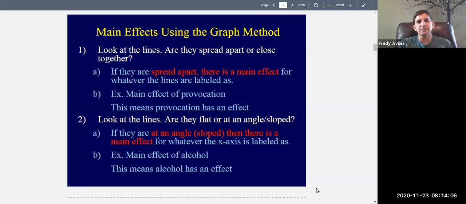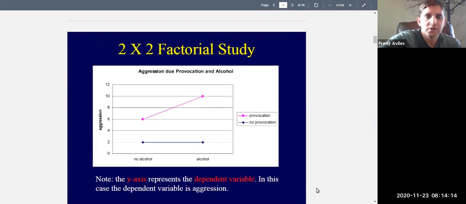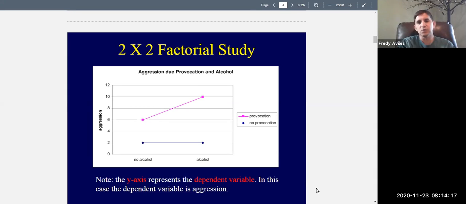An example, there's a main effect of provocation. That means provocation has an effect. So let's go back to the graph so you can see this. So look at the lines, okay? You have the pink line, you have the blue line. Are they close together or are they spread out? Are they spread apart? You can clearly see that they're spread apart. That means there's a main effect. What's the main effect? It's a main effect of provocation, because the pink line represents provocation and the blue line represents no provocation. So those lines refer to provocation. There's a main effect of provocation.